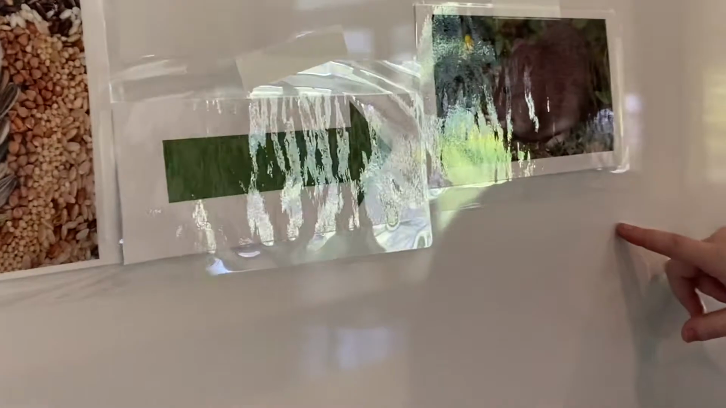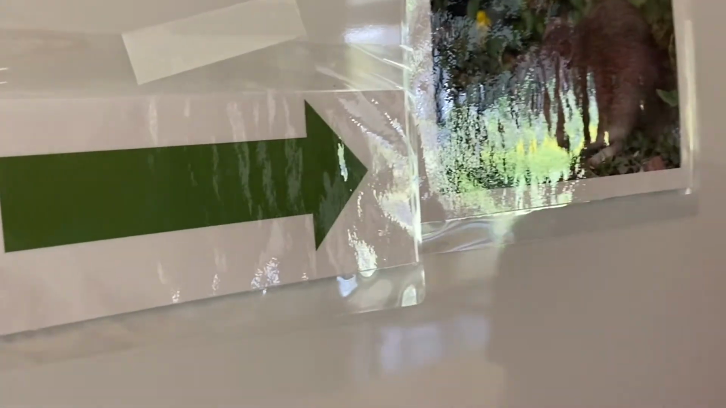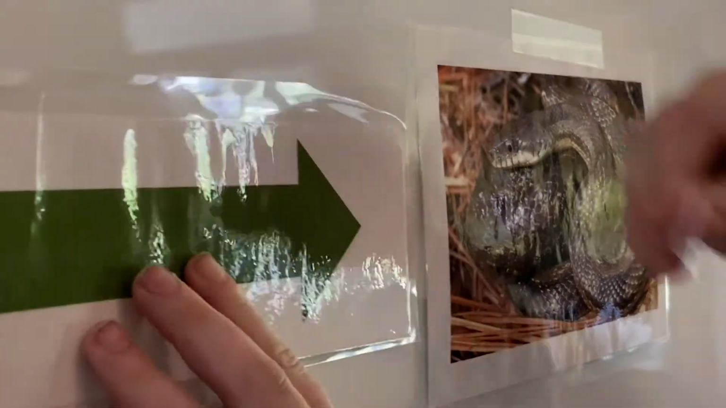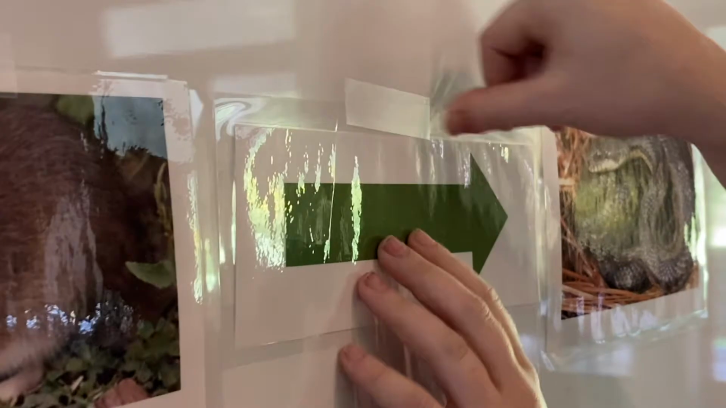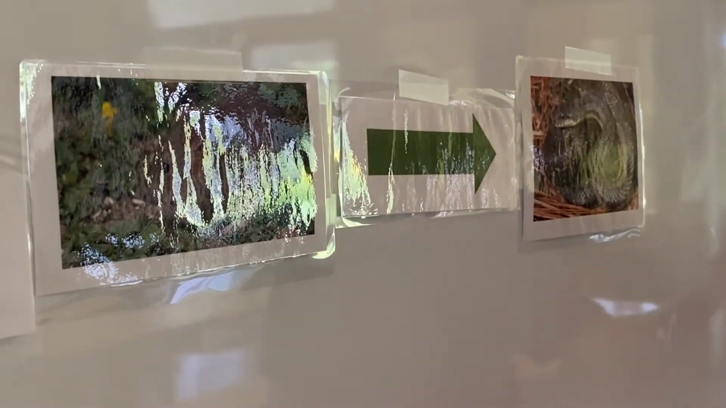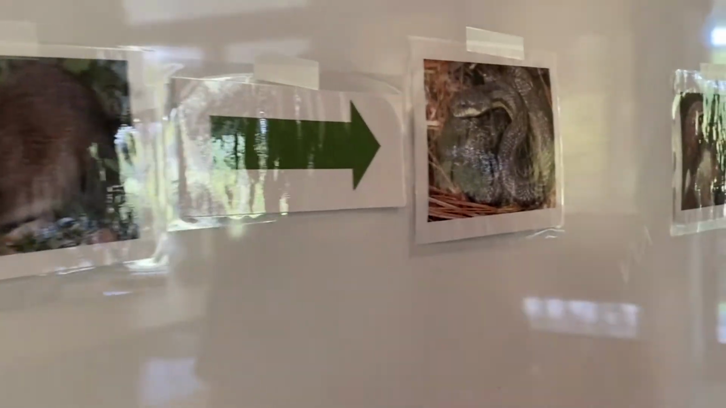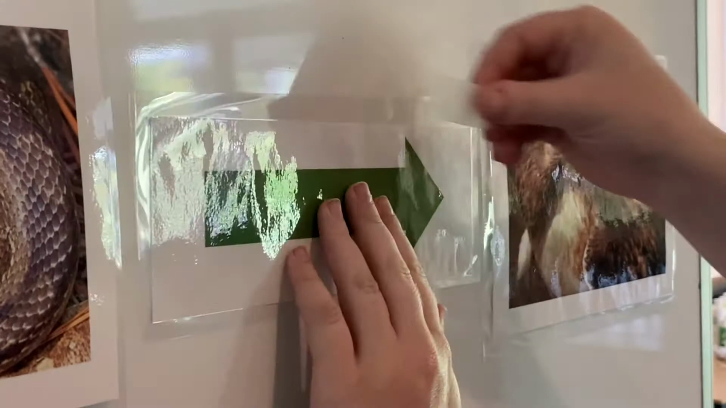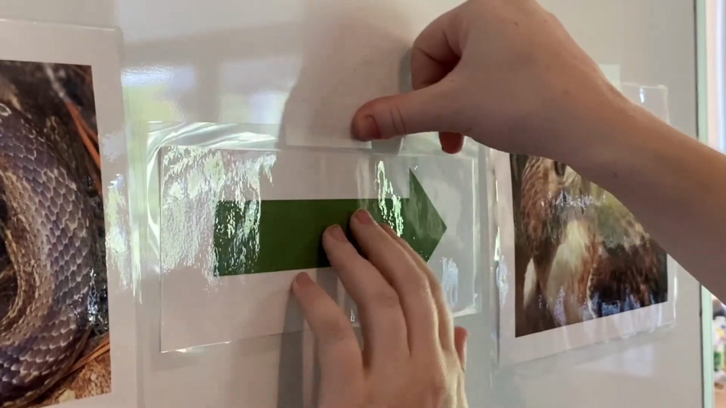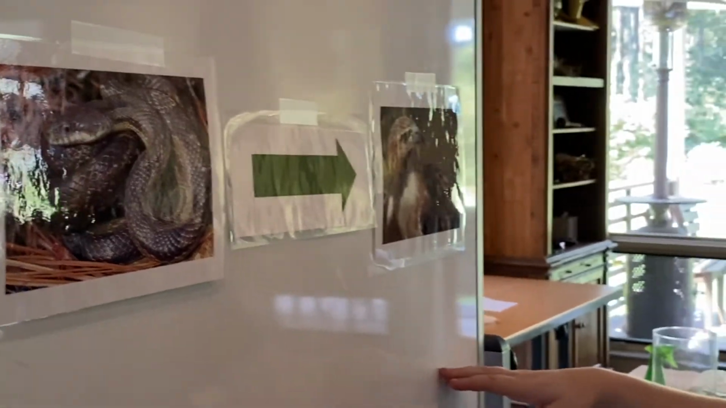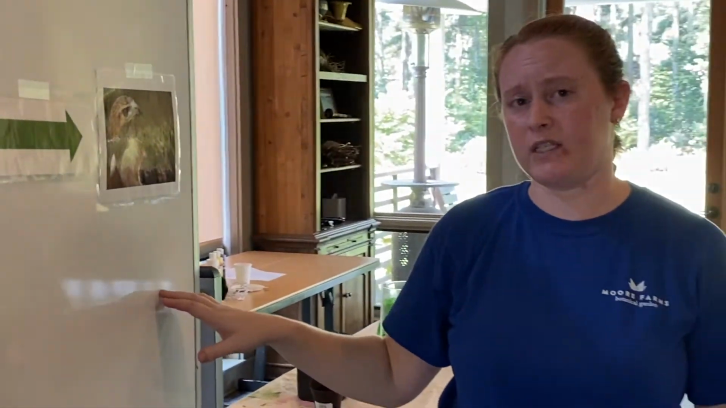Now the mouse is going to be eaten by a snake. So the snake gets the energy from the mouse. And then if the snake were going to be eaten by a hawk, the hawk would get the energy from a snake. So here is one example of a food chain in a pine forest habitat.